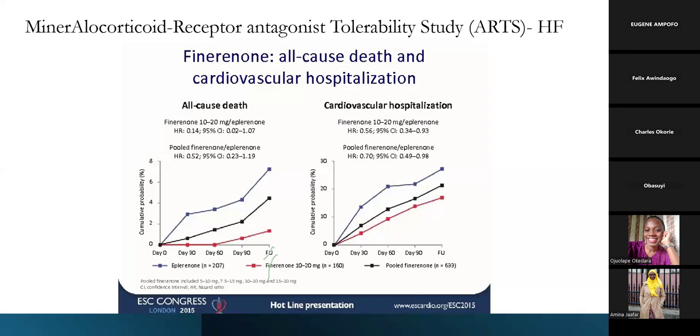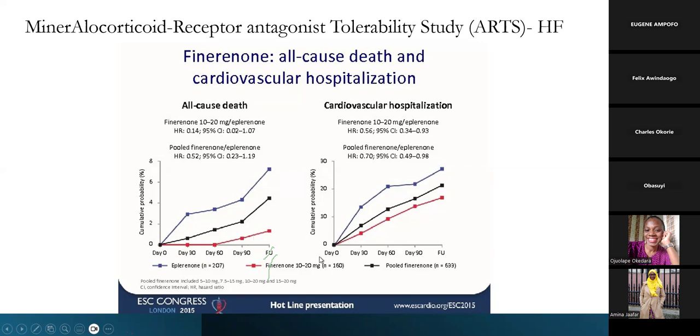Then this is the ARTS-HF, which was a head-to-head comparison of finerenone and eplerenone. It also looked at all-cause death and cardiovascular hospitalization. So this is the cumulative probability of all-cause death, and finerenone was better than eplerenone, as shown here.